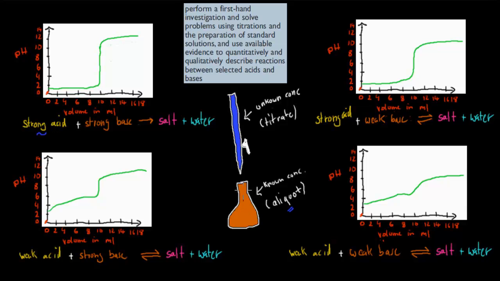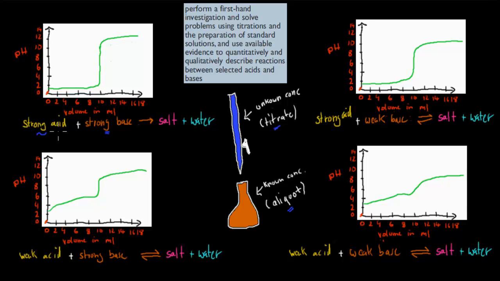This is our flask. In our flask is a strong acid. And our strong base, whose concentration we don't know, is our titrant. This is the unknown concentration. So this is the graph of what it will look like. We have pH on one side, and we have the volume of added base on the other side.